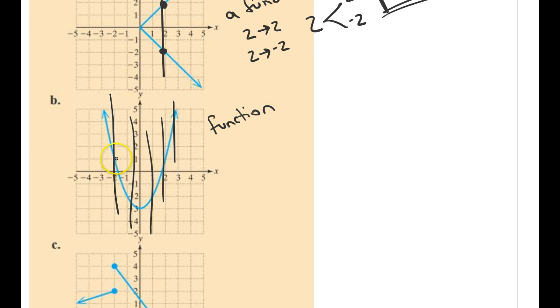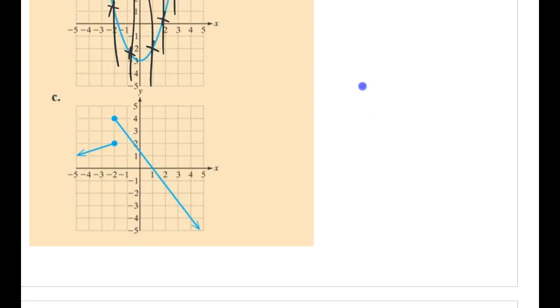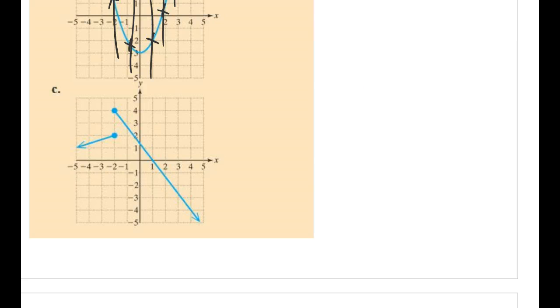Each individual vertical line only touches it there, it only touches it there, and so forth. So this is a function. We have to be a little careful with piecewise continuous functions. If I draw a vertical line right here, I cross the graph in two places. So this would be not a function.